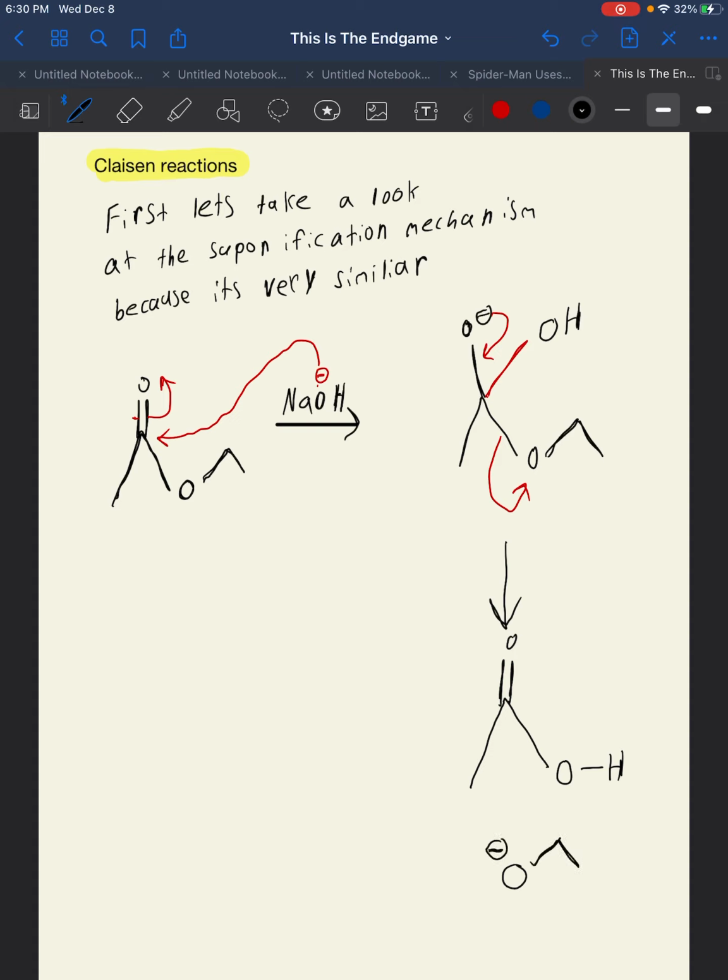Since it was kicked out, we still have some of that present. This can then donate into the oxygen. This can grab the hydrogen, giving you your final product, which would then look like this right here. Hydrogen attached to that, my bad. Which would look like that. And that's the saponification mechanism. And the Claisen reactions actually basically follow this mechanism. However, I found an easier way to do them, which is the way I'm going to show you.